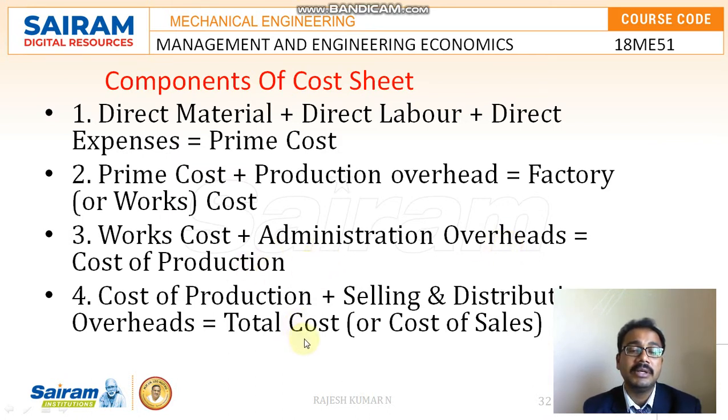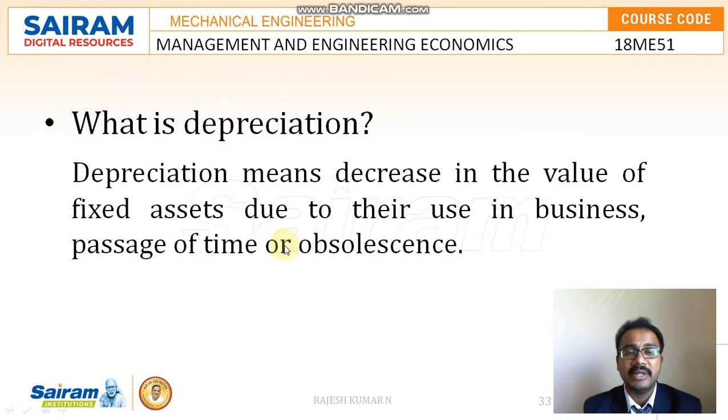And finally, we have the total cost or cost of sales, which is nothing but the cost of production plus selling and distribution overhead. So that is the fourth one. You can see this is in a proper ascending order. Even if you follow the same order, it will be easy for you to understand if you are solving any problem. Then what is depreciation?